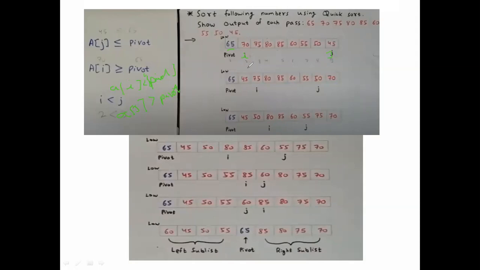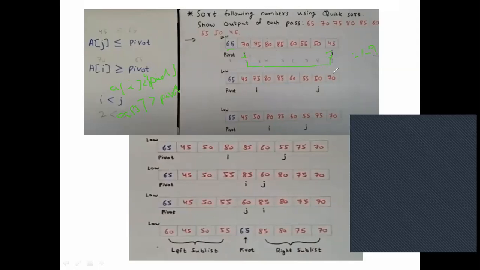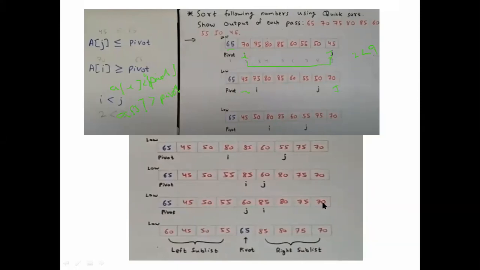Here the i index is 2. 2 is less than 9, so the condition is true. Then swap A of i and A of j. Just swap these two elements. After swapping, the i value is here only and the j value is also here only. The data is changed, but the indexes stay there only. Just remember that point.